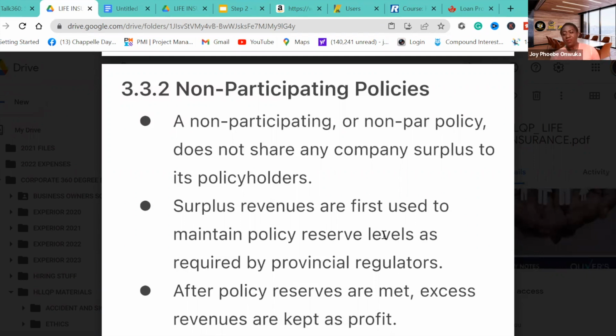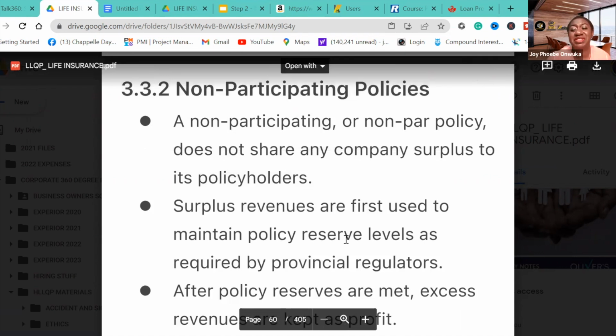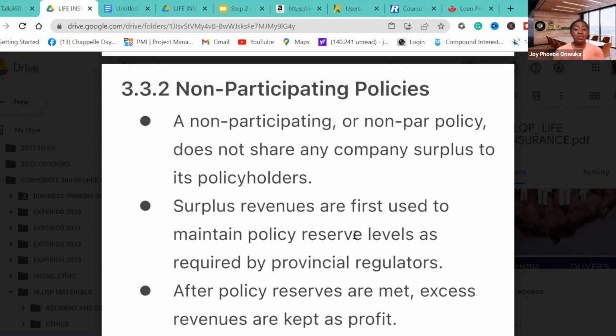Okay, now let's take a look at non-participating. For the participating policies, we see that it's goodies that everybody participates in, in the form of dividend. And how does the insurance company arrive at this surplus that they can share in the form of dividend? That has just been explained to us in plain and simple terms. Now moving on to non-participating policy. A non-participating policy, or rather a non-par policy, does not share any company surplus with its policyholder. No goodies will be distributed.